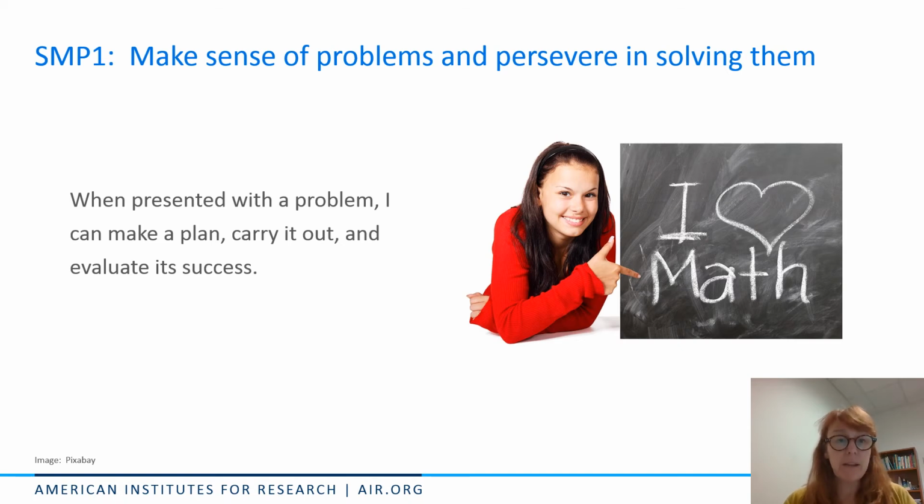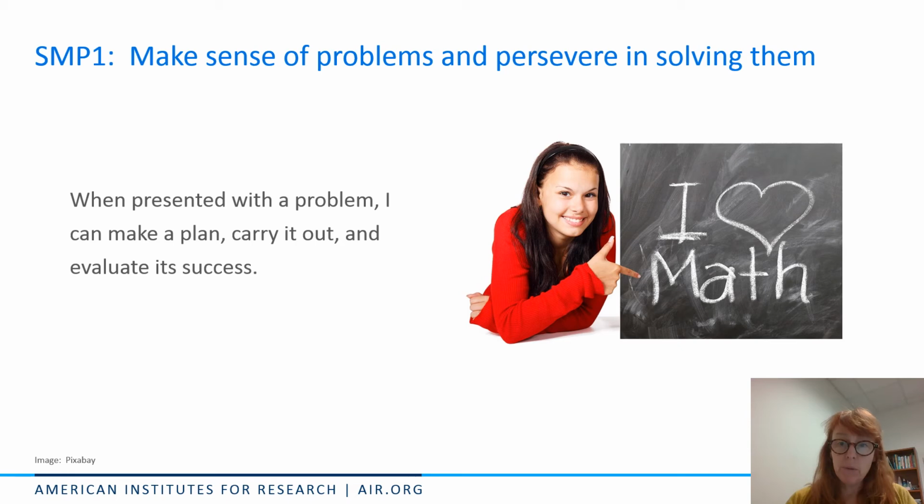Our first practice standard is make sense of problems and persevere in solving them. I could think about this as when I'm presented with a problem, I can make a plan, I can carry it out, and I can evaluate its success. So before I even start solving a problem, I'll explain the problem to myself and organize the information. I might think about, have I seen a problem like this before? I'll think in depth about the question I need to answer and think about the relationships between known and unknown quantities that are there. I might think about what tools and prior knowledge I have that could help me out.